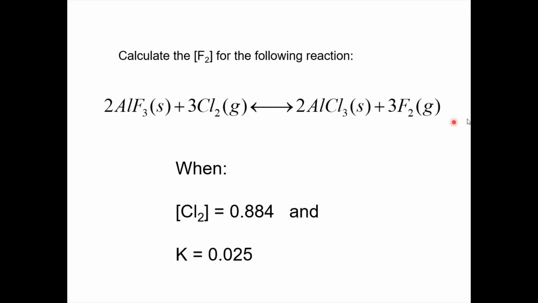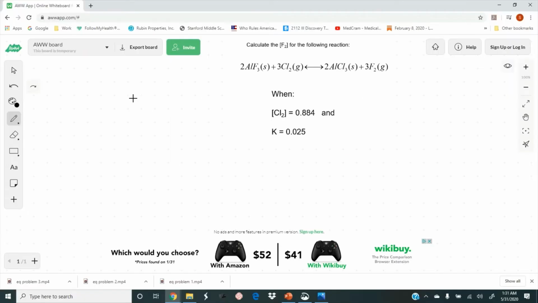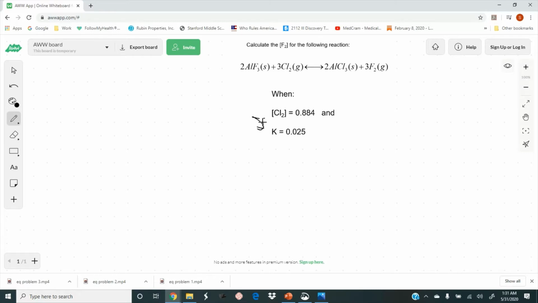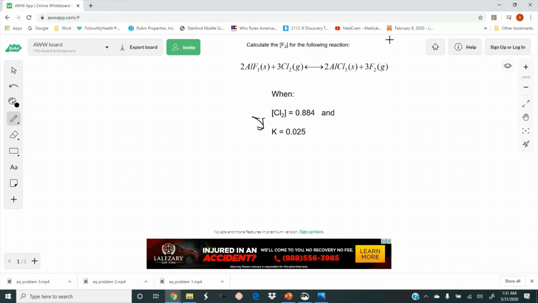So we'll do the sample problem right now using that. Here they tell you your concentration of chlorine at equilibrium is 0.884, and they give you the equilibrium constant. They give you the K. So let's see how we would calculate the fluorine concentration. In this last problem, they want us to calculate F2. They don't want us to calculate the equilibrium constant. We already have it, it's right there. So we don't want to find the equilibrium constant, we want to find F2, because as part of the equation, F2 is one of the substances.